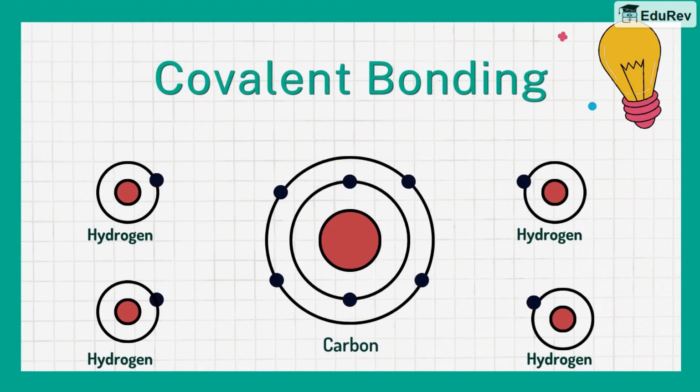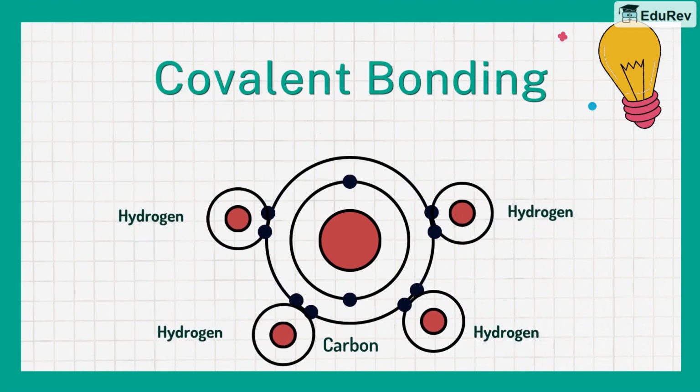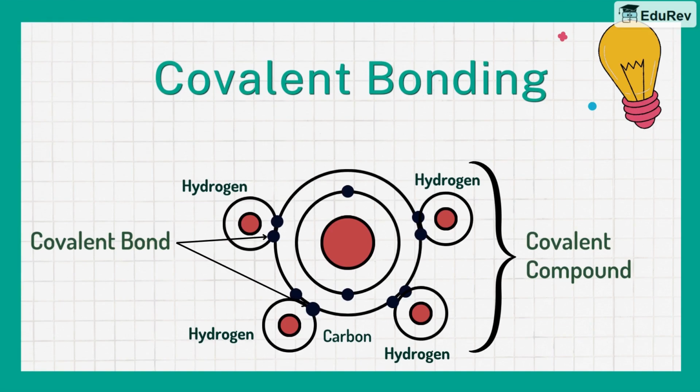Now, look at these atoms here. Carbon has 4 valence electrons and 4 hydrogen atoms have 1 valence electron each. Now, see what happens. They share their valence electrons to form a molecule. This molecule is called methane, and a bond is formed. The bond that is formed by the sharing of an electron pair between atoms is called a covalent bond. And the molecules that are formed by covalent bonds are called covalent compounds. So, carbon mostly forms covalent compounds.